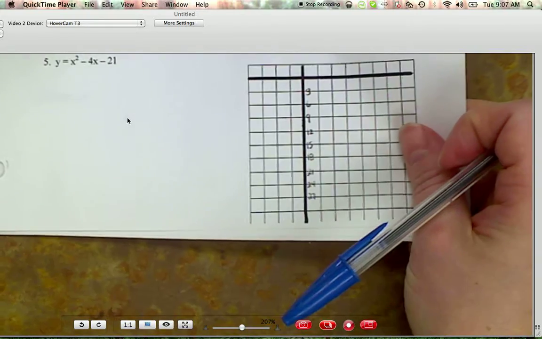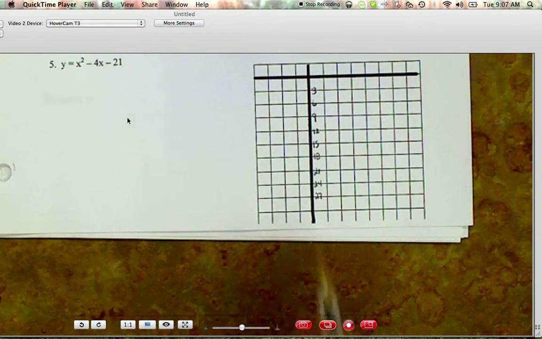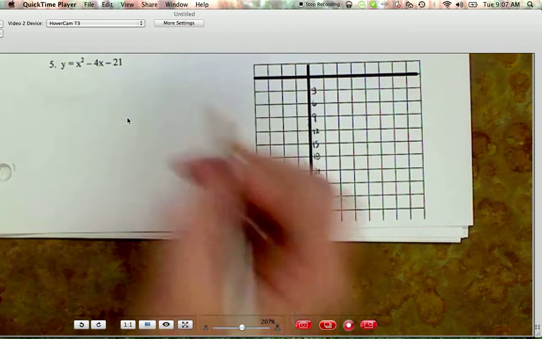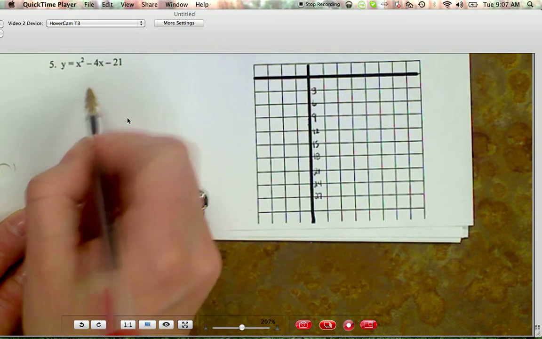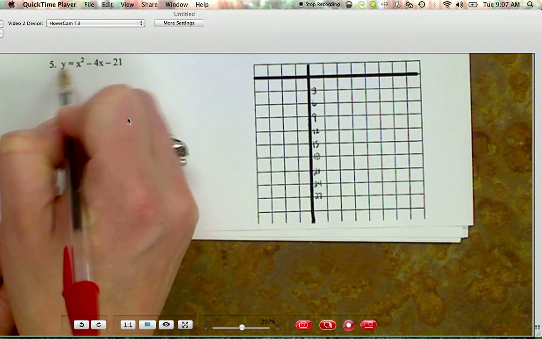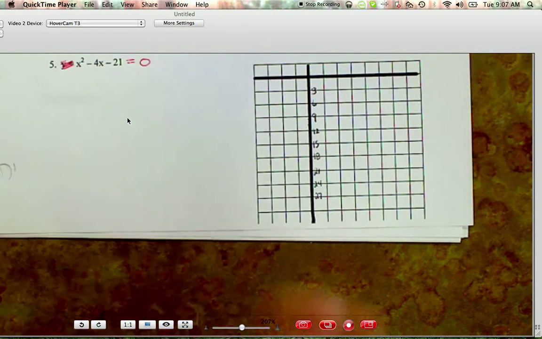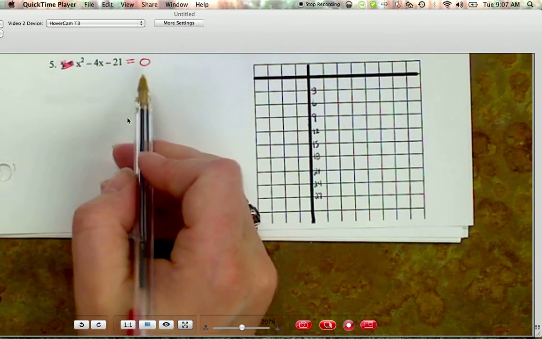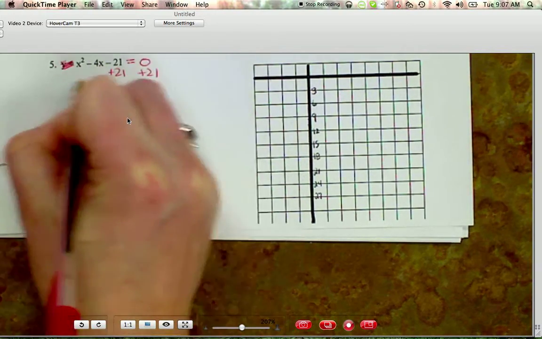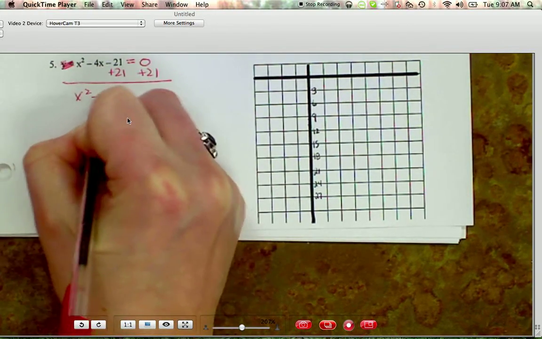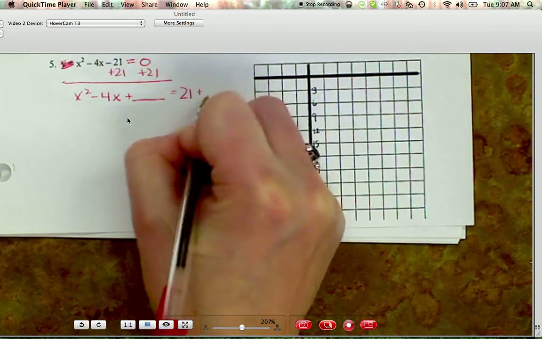Let's try another one here. So this time we've got y equals x squared minus 4x minus 21. So first thing we want to do is plug in 0 for y. And remember, instead of putting the 0 on this side, let's just get rid of it, and we can put the 0 on this side. Save you a step, you don't have to rewrite it. We want to create the blank, so we add 21 to both sides. Blank equals 21 plus blank.